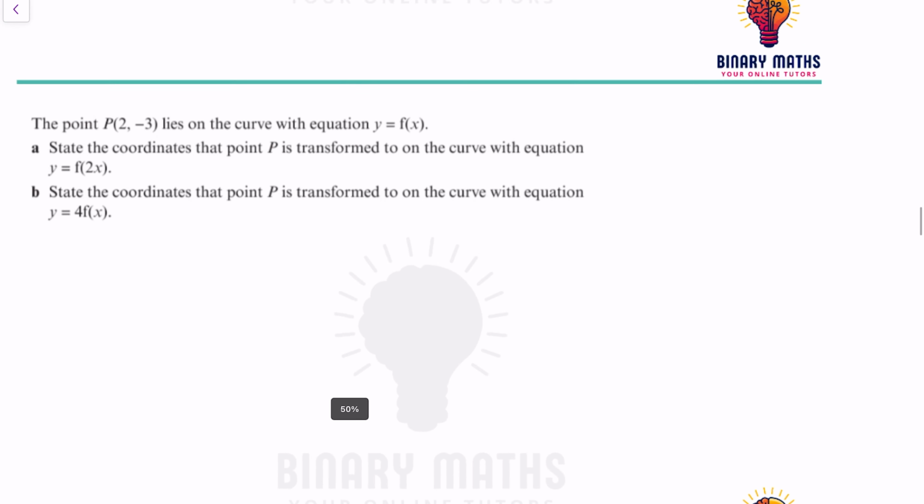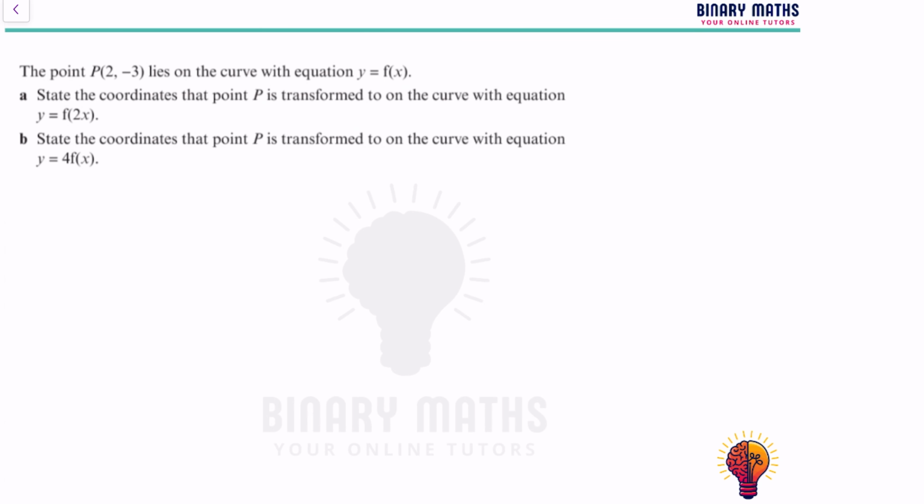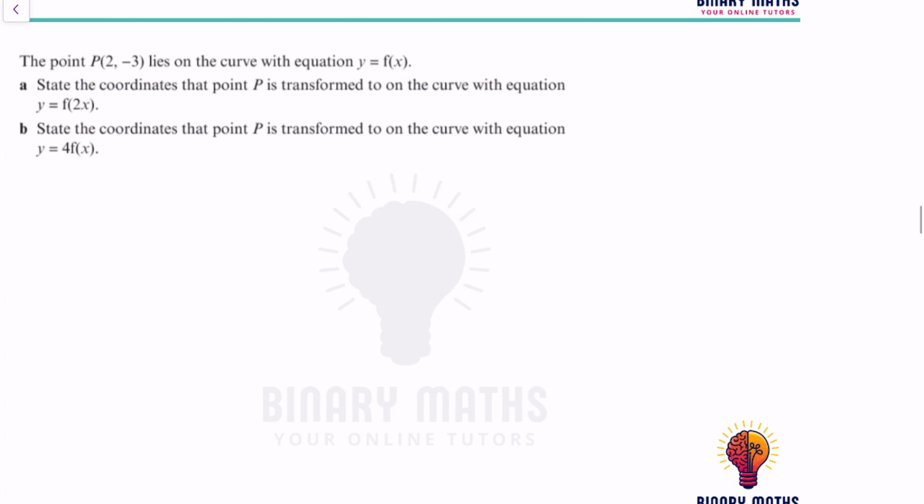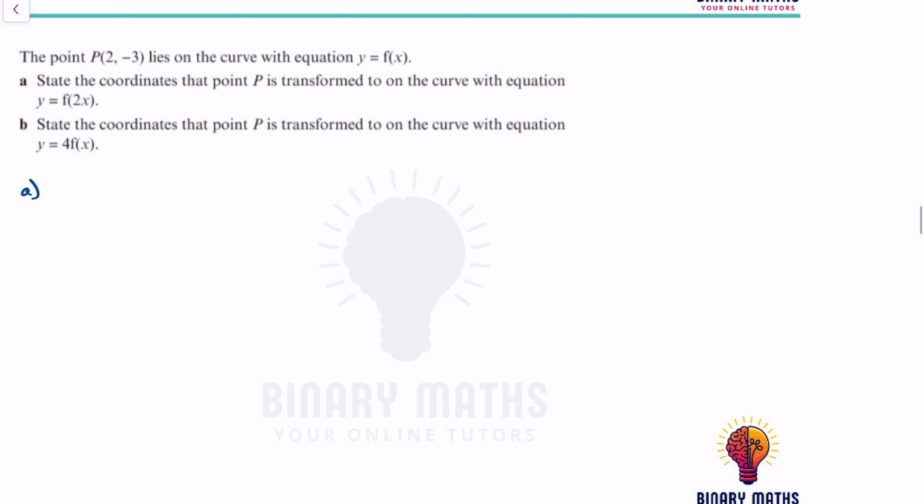Next question. The point P(2, -3) lies on the curve with equation y is equal to f of x. State the coordinates that point P is transformed to on the curve with equation y equals f of 2x. F of 2x is a stretch because it's inside the bracket, it's reciprocal of 2, so stretch by scale factor a half. And because inside the bracket, it's parallel to the x-axis. Parallel to the x-axis.